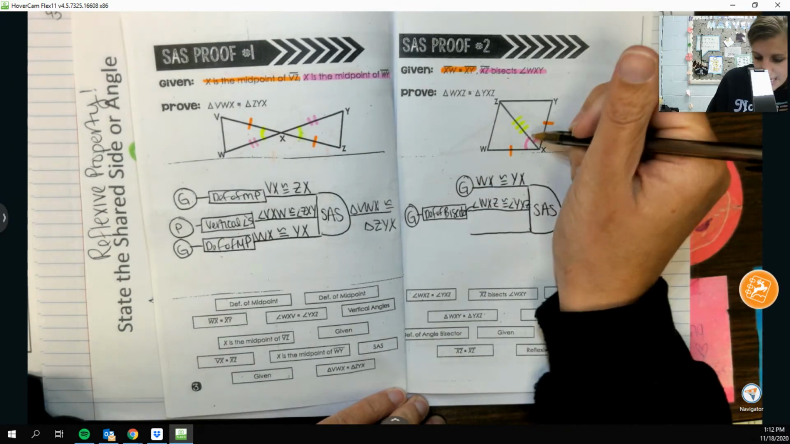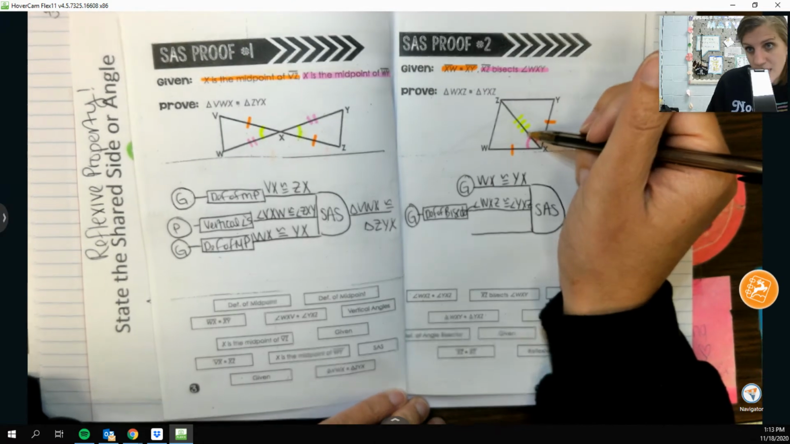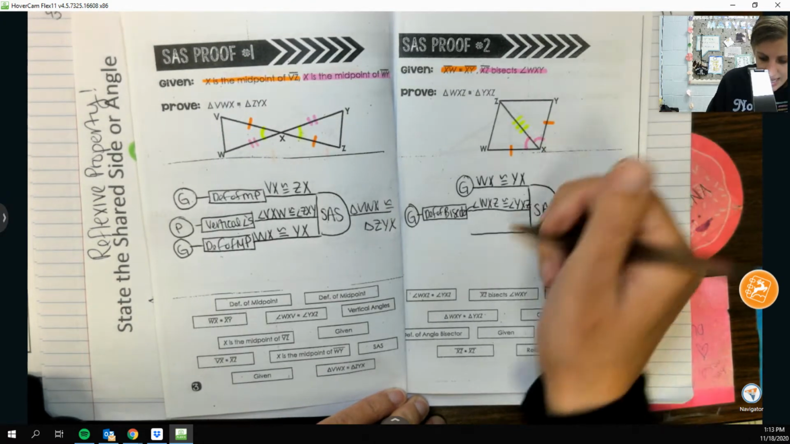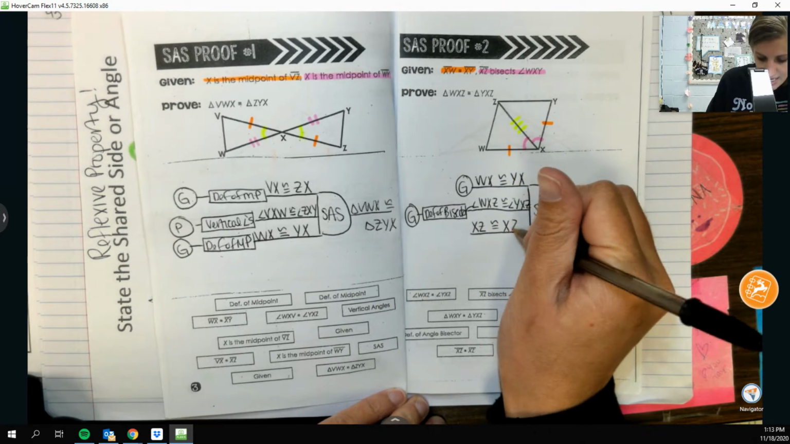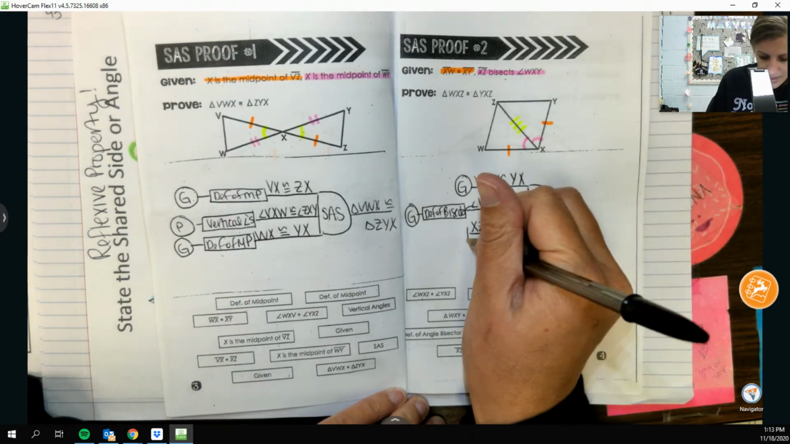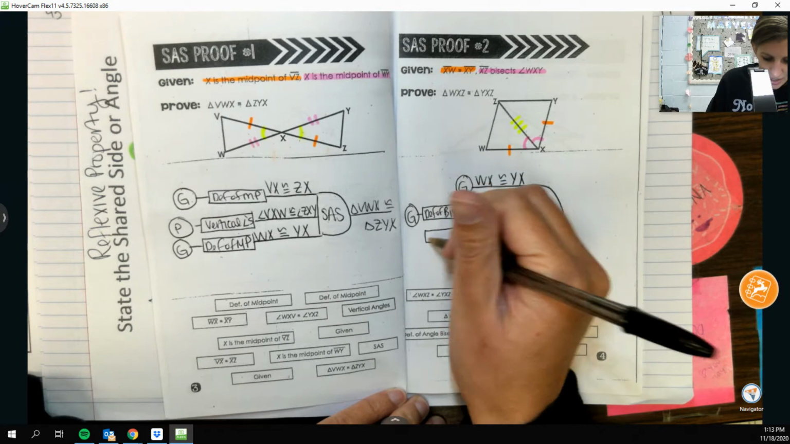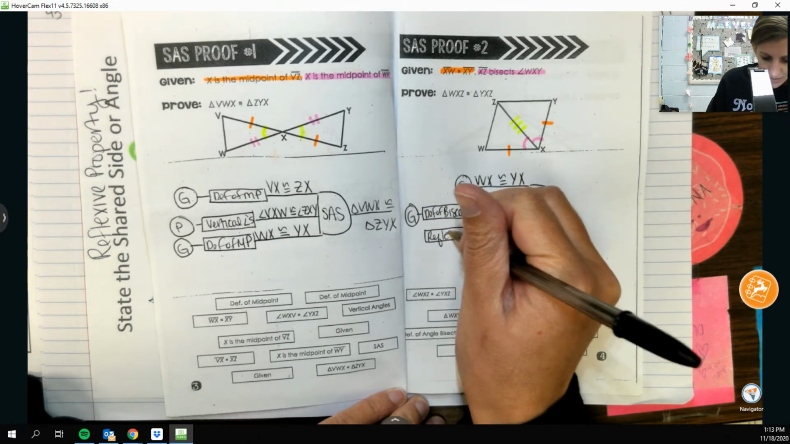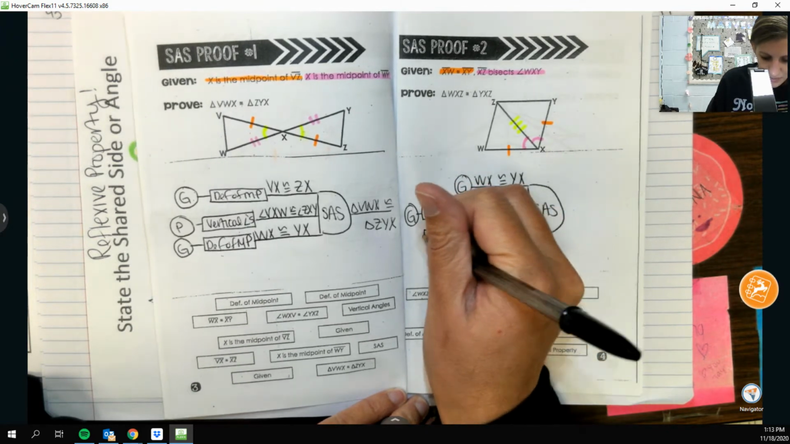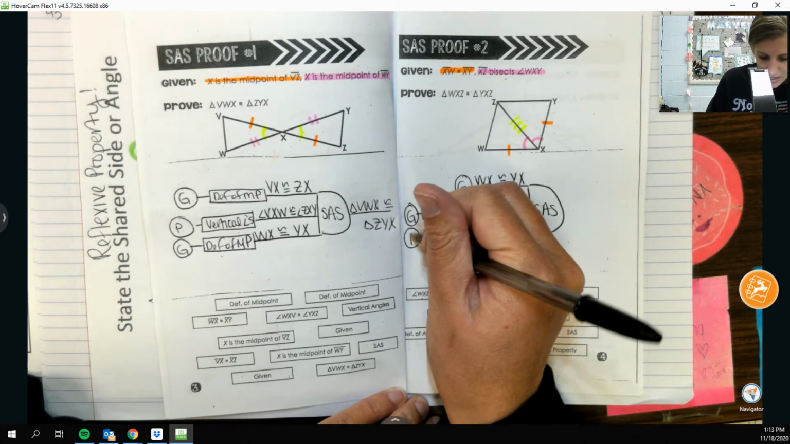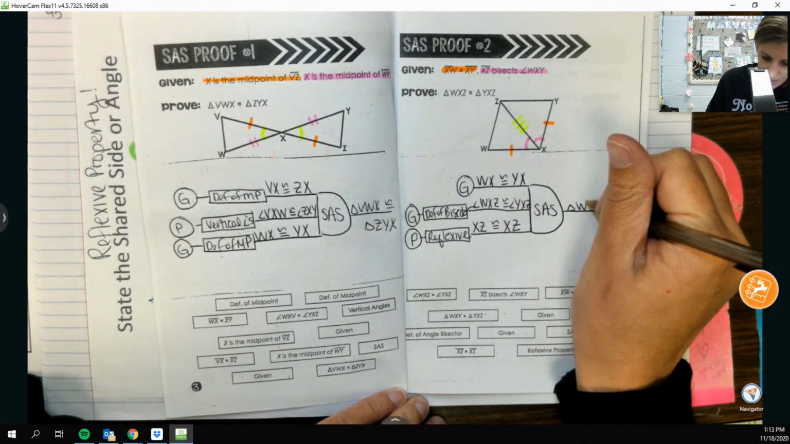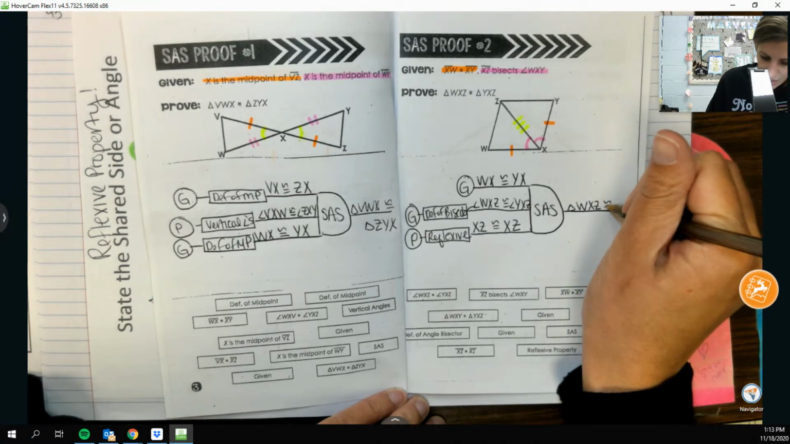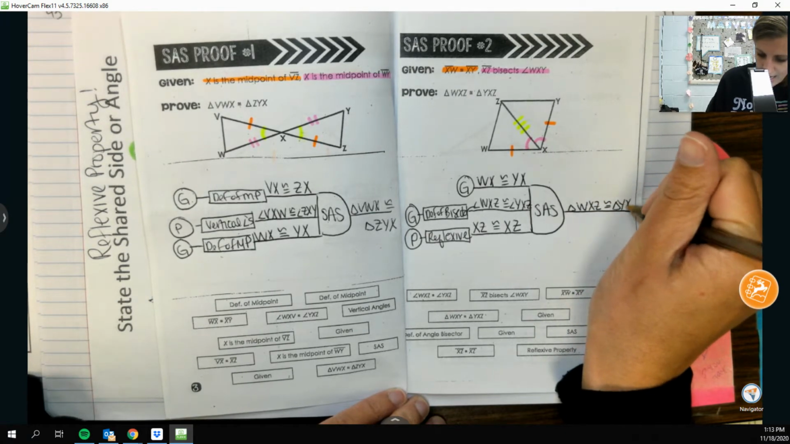And then last but not least, we marked accidentally 3 tick marks, but that XZ is congruent to XZ. And we were able to do that because we looked at that picture and we had a shared reflexive side, so that reflexive property. And I could tell because it was in my picture. So triangle WXZ is congruent to triangle YXZ.